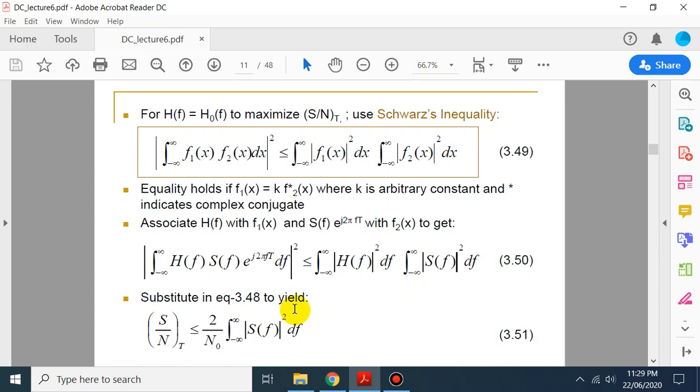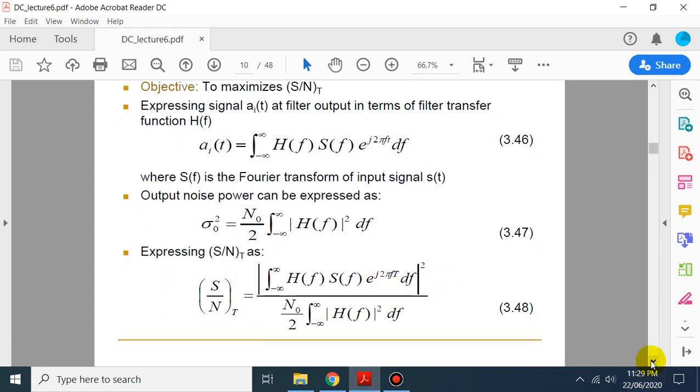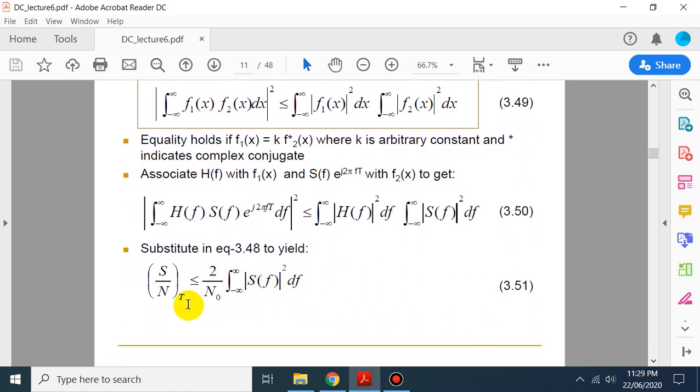Now we substitute this into 3.48. In the previous example I showed you what 3.48 is; this was our 3.48 here. So when we put this into 3.48, we get the signal to noise ratio being less than or equal to, using the Schwarz inequality theorem, 2 over N naught, integration from minus infinity to infinity of mod of S of f squared df.